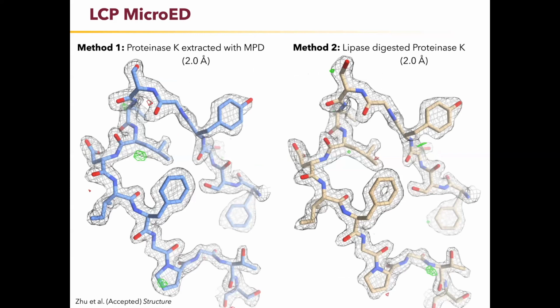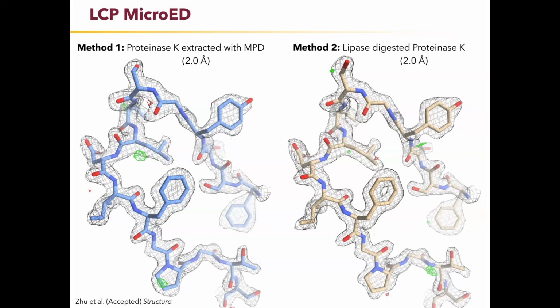And eventually, we found that the compound MPD, which is a common crystallization reagent that most crystallography labs would have, is a great way to cut the viscosity of the LCP while keeping the crystals happy in the LCP. And we used the model protein, proteinase K. So we basically grew small proteinase K crystals and then mixed them with the LCP and then saw if we could extract them and solve the structure.